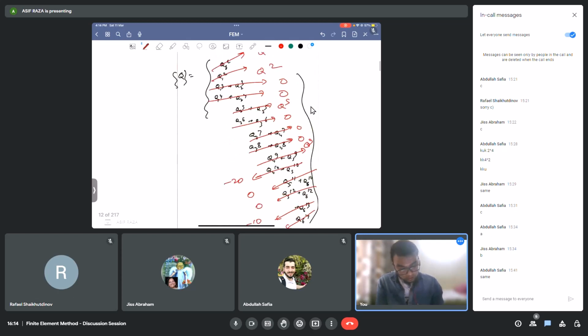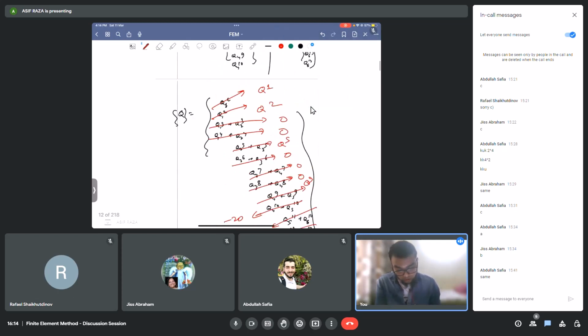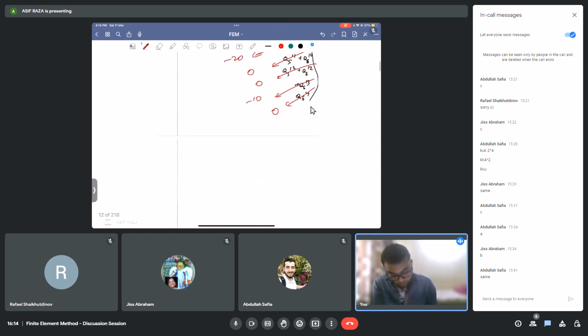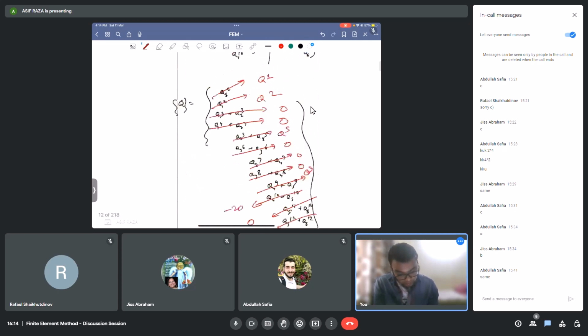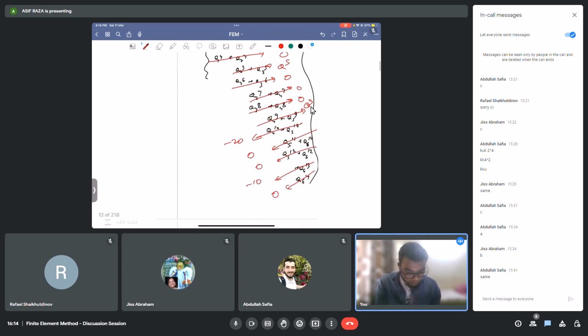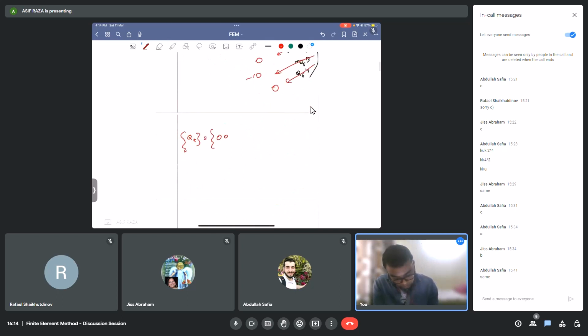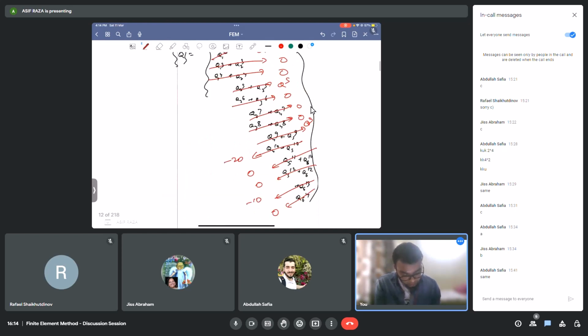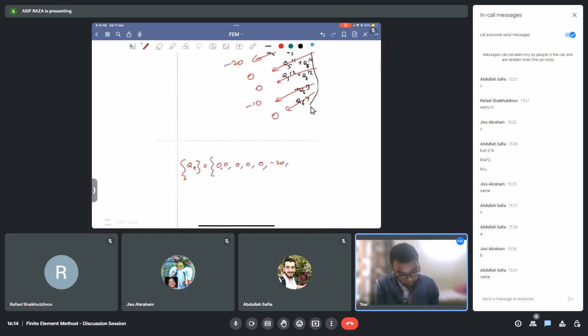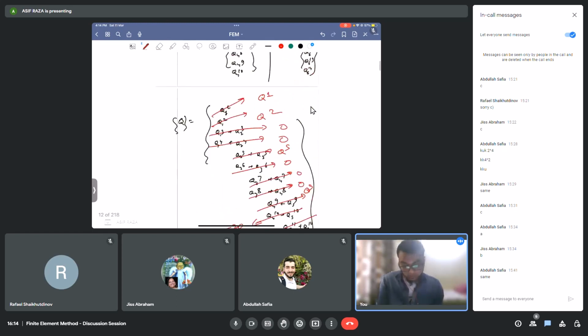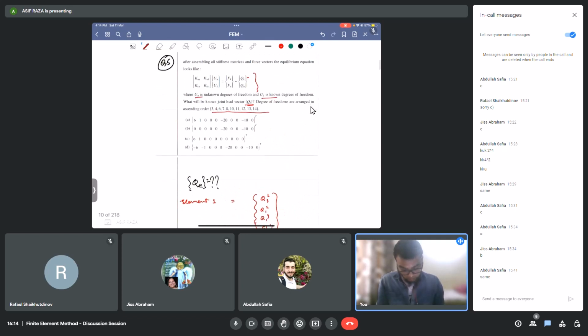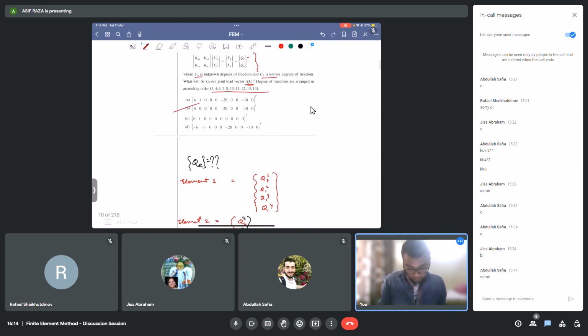So with this, our known qk would be 0 0 0 0 0 0, then minus 20, then 0 0, minus 10, then 0, transpose. So this will be my answer. So this will be the answer, right?